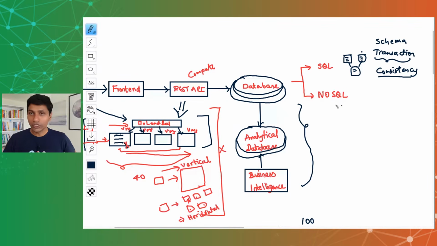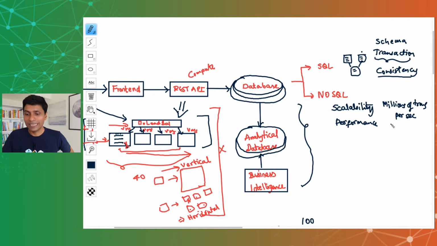Now, when do you go for NoSQL databases? You go for NoSQL databases when you need very, very high scalability. So what we are talking about in here is not 1,000 or 10,000 transactions per second, but we are talking about millions of transactions per second. And that too at very, very high performance. So we are talking about, let's say, millisecond responses. So I would want responses back in 0.001 second. So that's the use case when you would go for NoSQL database.